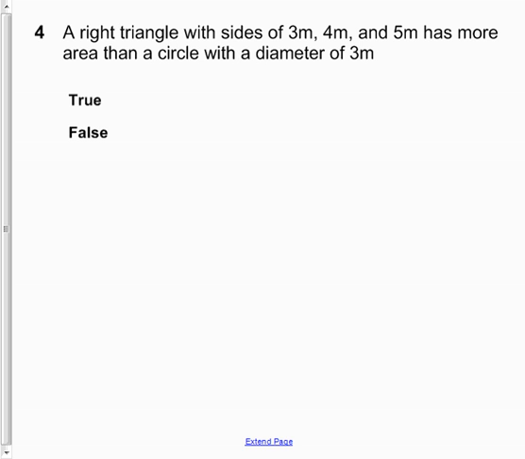Question 4, a right triangle with sides of 3, 4, and 5. So we'll just draw that. Now, if you're given 3 measurements, you can be guaranteed that the longest side will always be the hypotenuse. So since 5 is the longest there, we'll put 3 and 4 here.